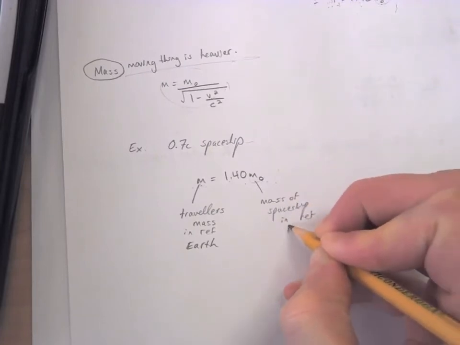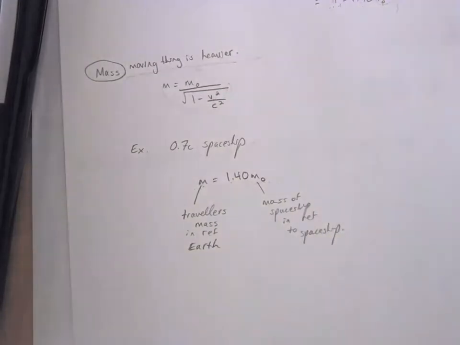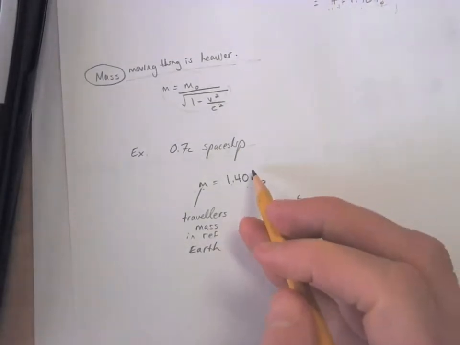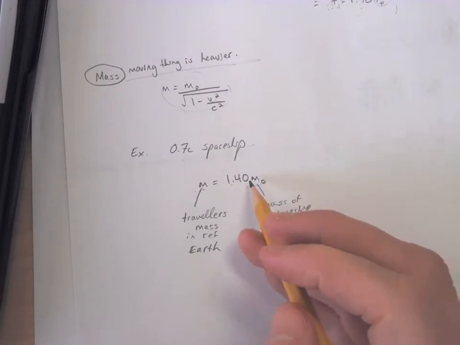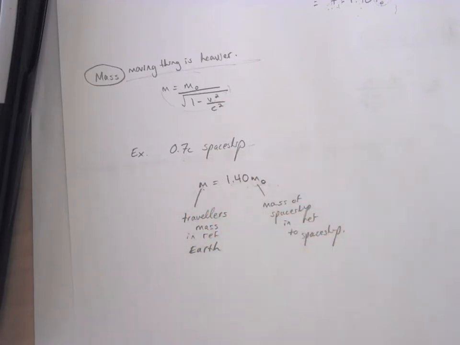In reference to the spaceship, it can also be known as, if the spaceship was still on Earth, what would its mass be? This would be the mass we would measure if it was still, but it would be 1.4 times that if it was moving.